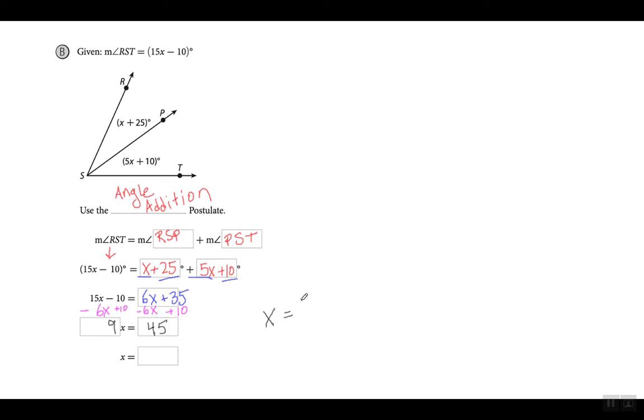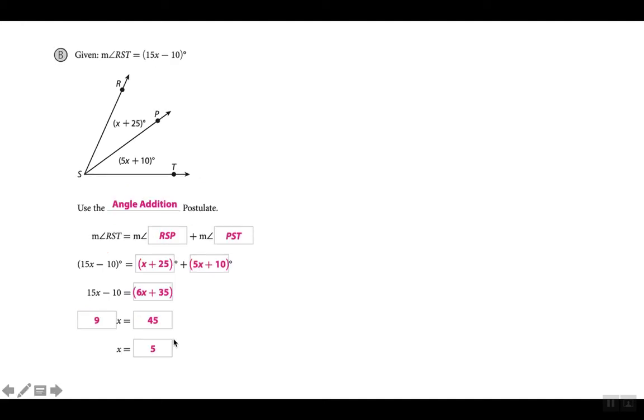So to get my final answer, I'm going to write it here because there's not enough space. I move the 9 and put it beneath the 45. 45 divided by 9, which is going to give you x equals 5. And that would be my answer. X equals 5. And there's the answer from the book.